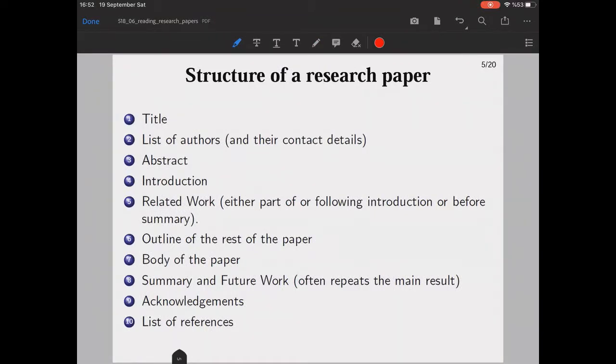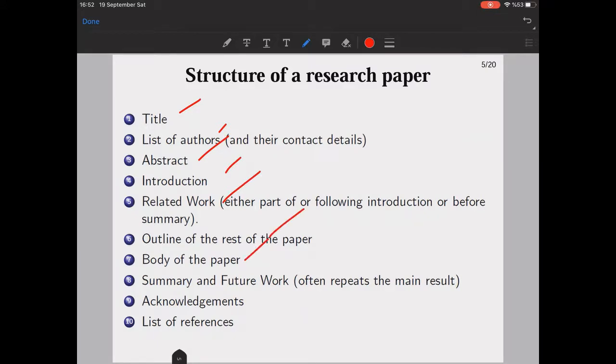And what about the structure of a research paper? How should it be? Now, this is what we emphasize, what we want to overview. I'm sure most of you already have an idea, but let's take a look at all of them one by one. Here, you can go ahead: title, list of authors, abstract, introduction, related work, outline, body of paper, summary and future work, acknowledgements, list of references.